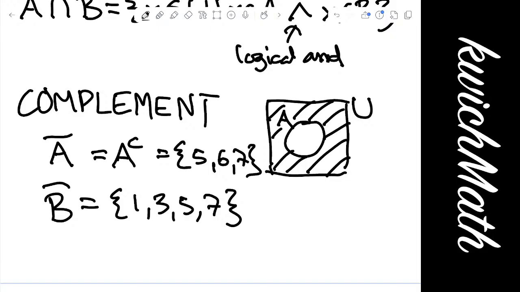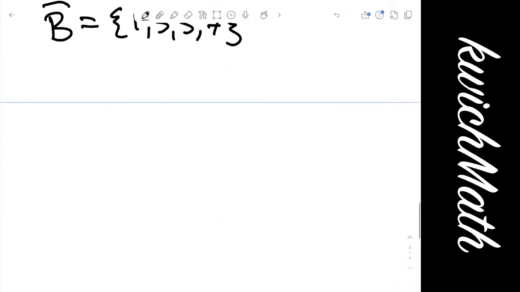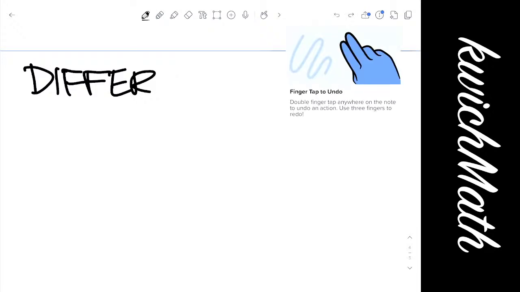And finally, I forgot a binary operation. There's another binary operation. What's it called? The difference, or set difference. Let's call it the difference. Oops, that was wrong. How do I undo this here?